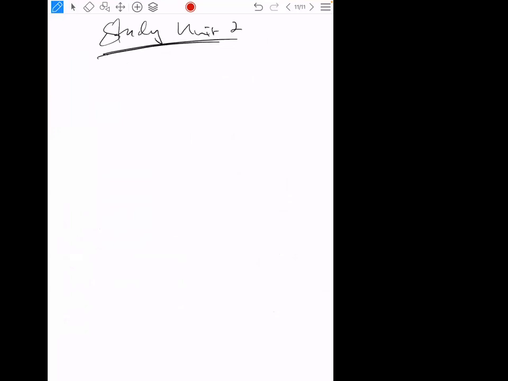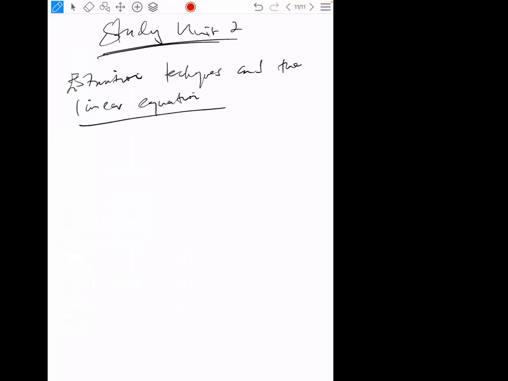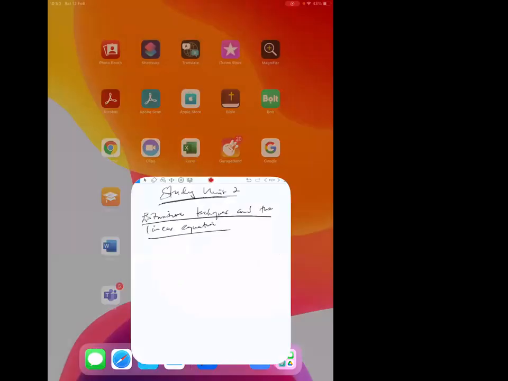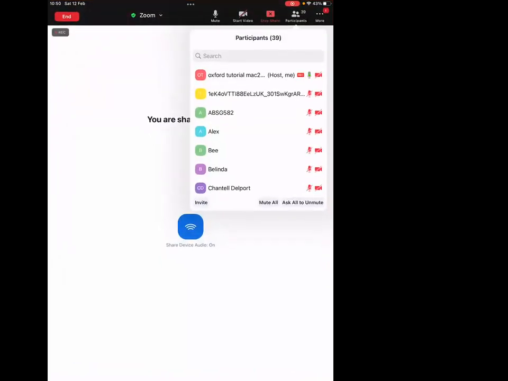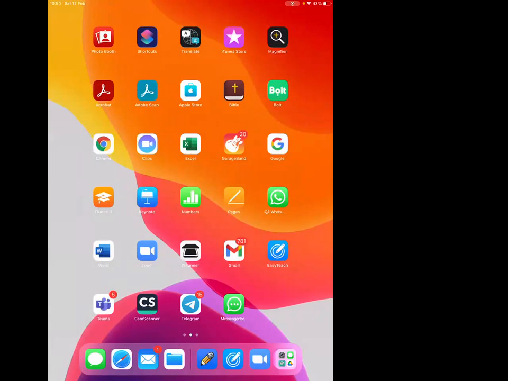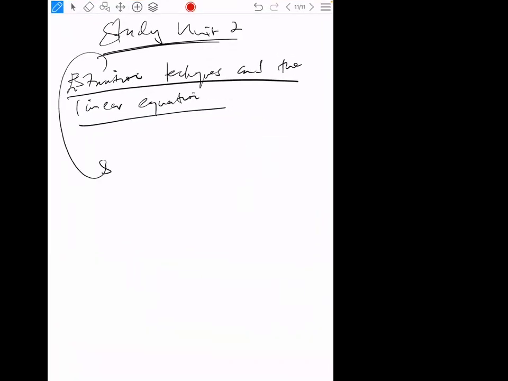Start unit 2, good people, is going to talk about estimation techniques and the linear equation. Now I'll tell you, why do we have this? Estimation techniques and linear equation. So now, what are we estimating? Estimation of costs. This module is about costing. All you see should be the cost.